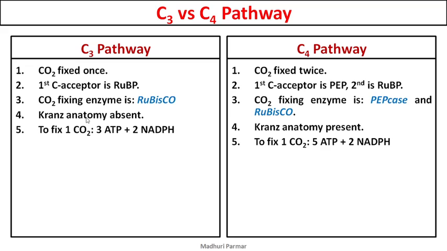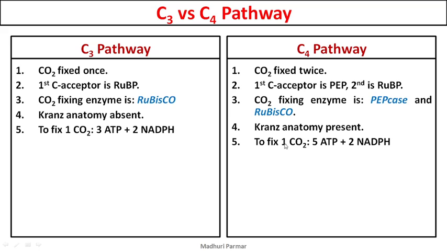To fix one carbon dioxide molecule, you require 3 ATP plus 2 NADPH. Remember, we had already studied this. For one carbon dioxide, you get 2 molecules of 3-phosphoglycerate, and for 2 molecules of 3-phosphoglycerate during reduction, you require 2 molecules of ATP plus 2 molecules of NADPH. Why it is written 3 here is because during regeneration, when you are going to make RUBP again, you require one more ATP. So for one carbon dioxide, you need 3 ATP plus 2 NADPH.